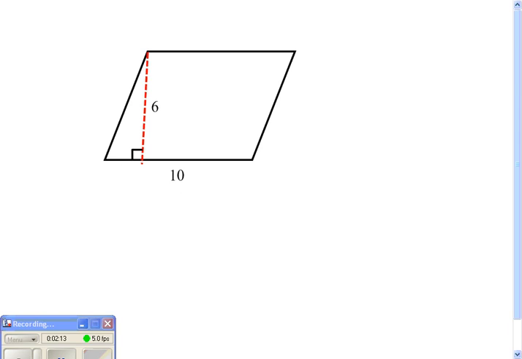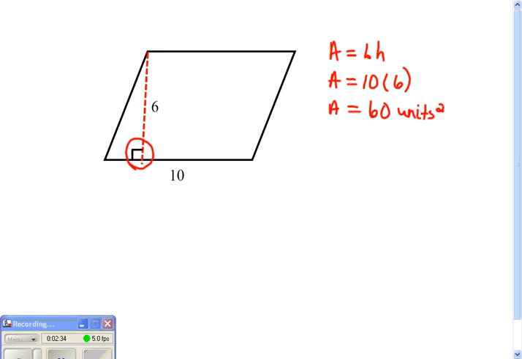On to the examples. So here we have a parallelogram. Now the area is base times height. I see right there is my perpendicular. So the base is 10 and the height is 6, giving me an area of 60 units squared.